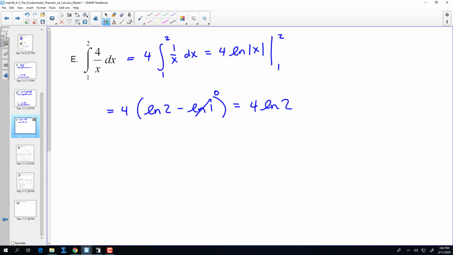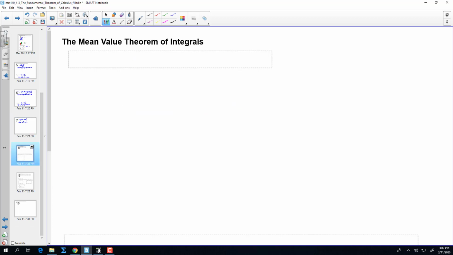Next up, we're going to talk about the mean value theorem of integrals. So when we talk about the mean value here, we're actually talking about the mean as an average. So recall how we define the average for a set of numbers.